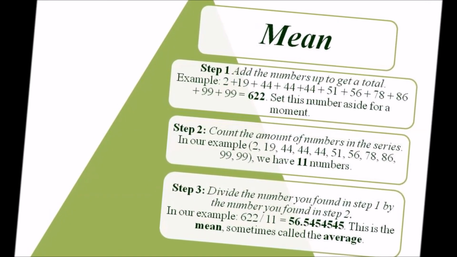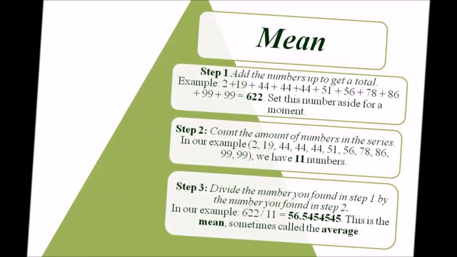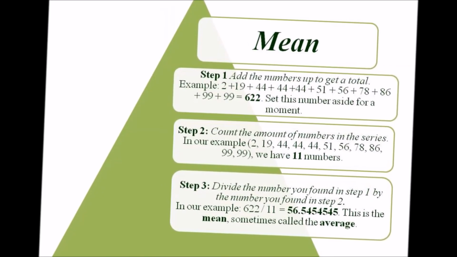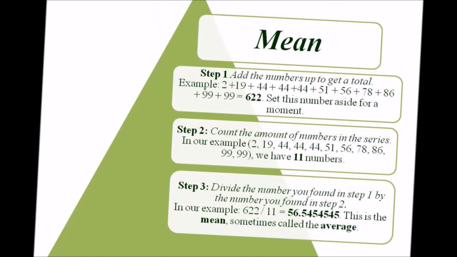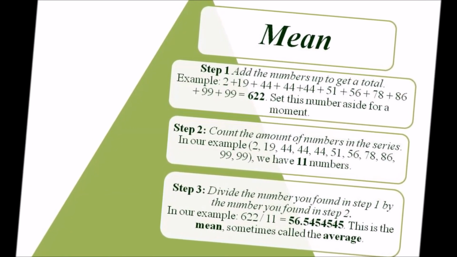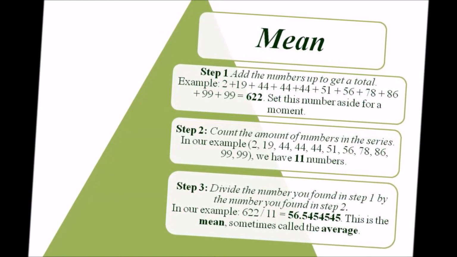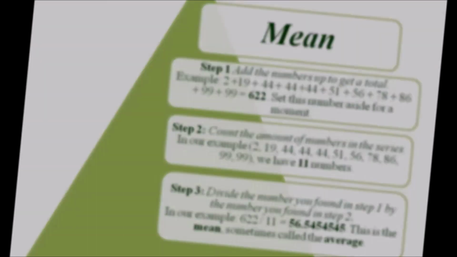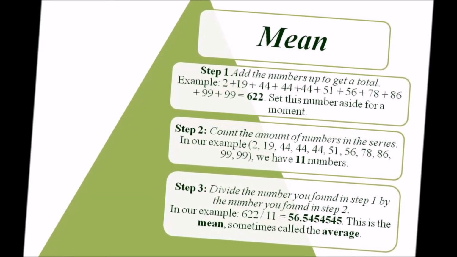Then divide the number you found in step 1 by the number you found in step 2. So it is 622 divided by 11. So we get 56.5454544. This is the mean, sometimes called the average. To round it off, we get 56.5.